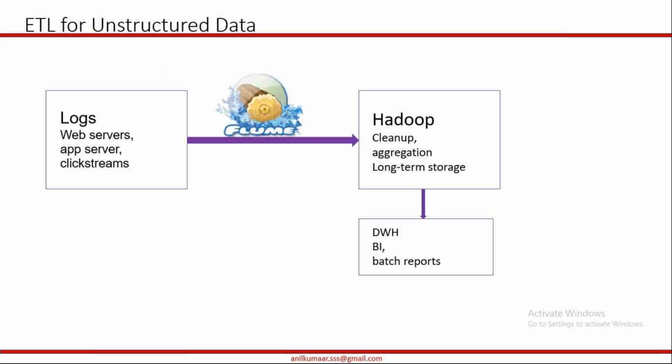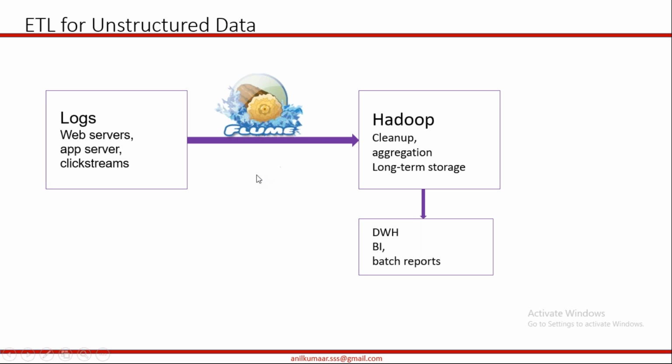That's it. So coming to the ETL for unstructured data, whenever you're having some unstructured data generated from your log server, I mean to say logs generated from web servers or application servers or click streams, there is an ingestion tool called Flume. With the help of that, we are ingesting into Hadoop. Once the data has reached Hadoop, for cleaning and aggregation, we'll be using Apache PIG. So overall, in these two steps, we are using Apache PIG.